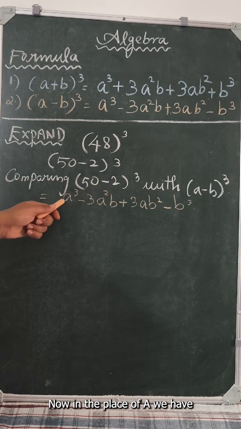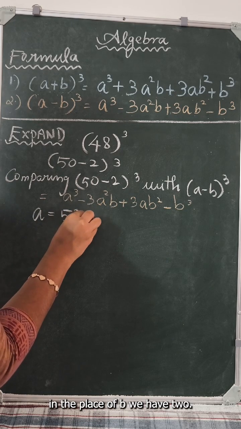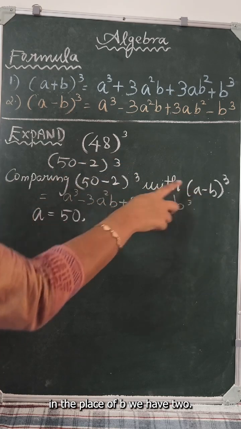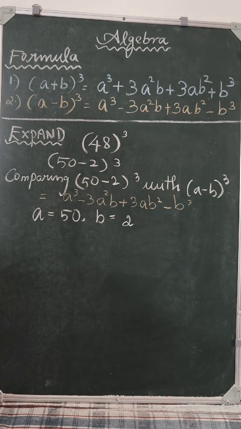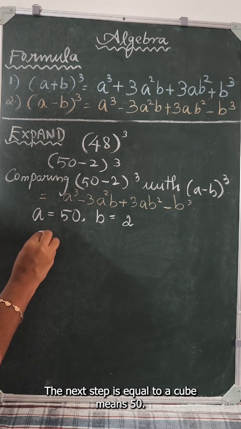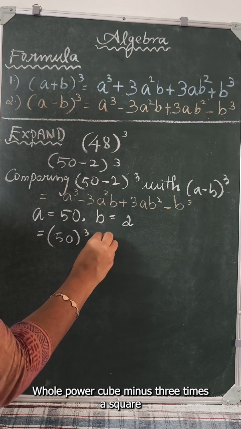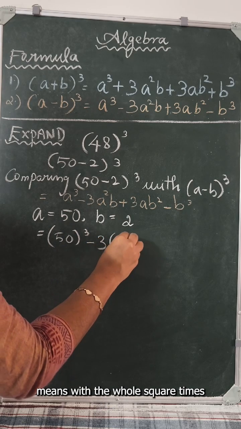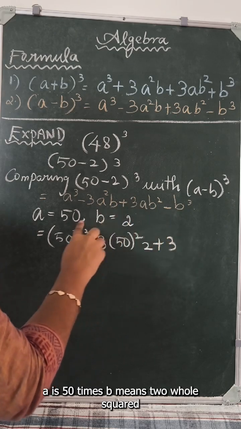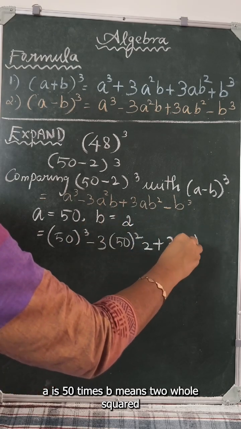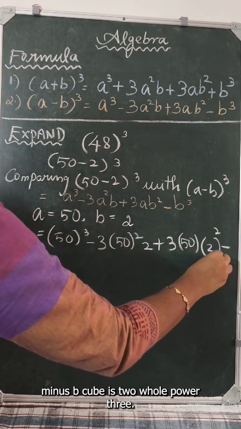Now, in the place of a we have what? a is equal to 50, and in the place of b we have 2, so b is equal to 2. The next step is equal to a cube means 50 whole power cube, minus 3 into a square means 50 whole square, into 2, plus 3 into a, 50, into b square means 2 whole square, minus b cube is 2 whole power 3.